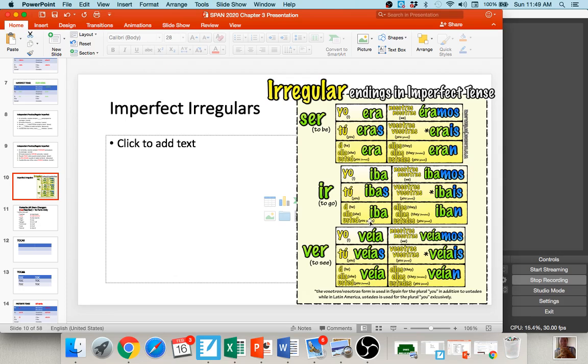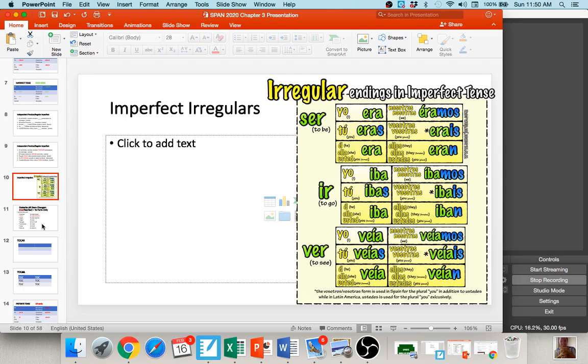I always tell students just to remember the yo form. If you can remember the yo, you can kind of get to all the others. Era, eras, era, éramos, erais, eran. So again, if you can remember era, you can get to the others. Same thing here. Iba, ibas, iba, íbamos, ibais, iban. Pretty easy there.